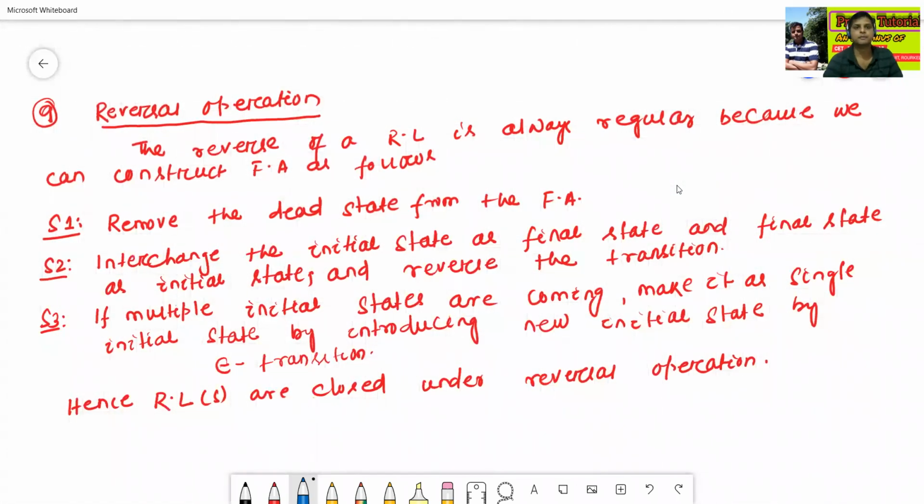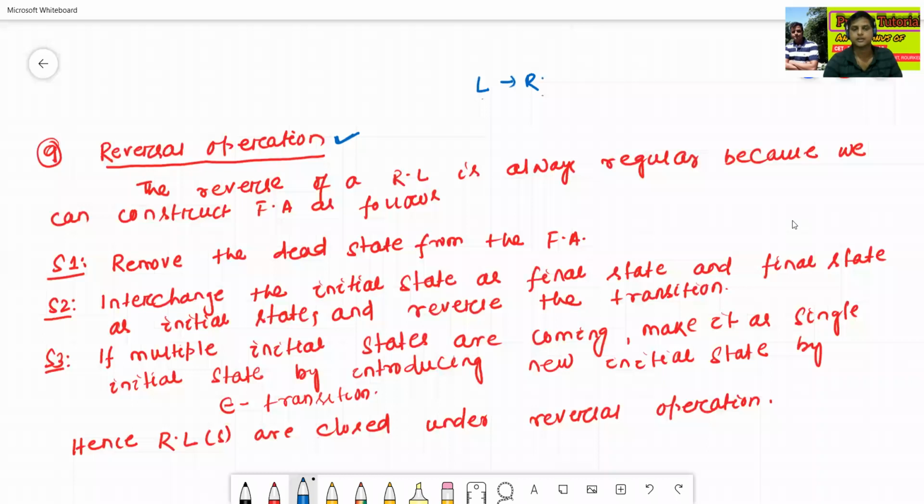The next closure property is called the reversal operation. What is the meaning of the reversal operation? If a language L is regular, is its reverse, LR, regular or not? Yes, it is regular. The reverse of a regular language is always regular because we can construct the finite automata using these rules.